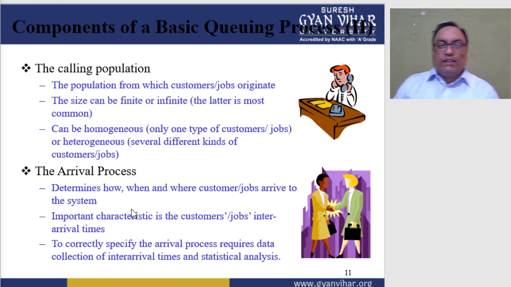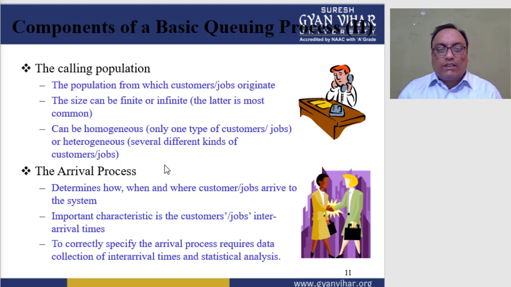So these are some components of a basic queuing process. The calling population is the population from which customers or jobs originate, and its size can be finite or infinite. It can be homogeneous, with only one type of customer or job, or heterogeneous, where several different kinds of customers or jobs are present.